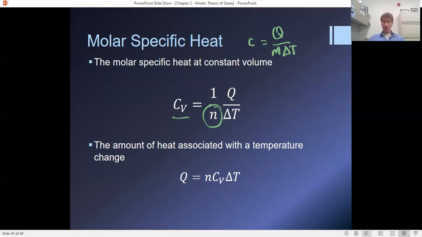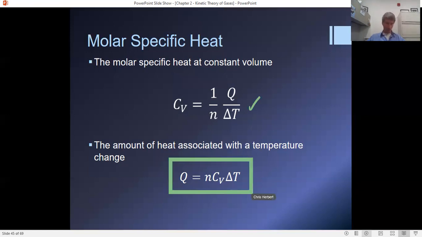This is looking at energy per mole per degree Celsius or per degree Kelvin. Previously, we looked at energy per kilogram degree Celsius. So molar specific heat is defined by this. And if we write out an equation for heat as a function of the change in temperature with this molar specific heat, it would look like this. So we're really multiplying the molar specific heat times the number of moles to relate energy and change in temperature.